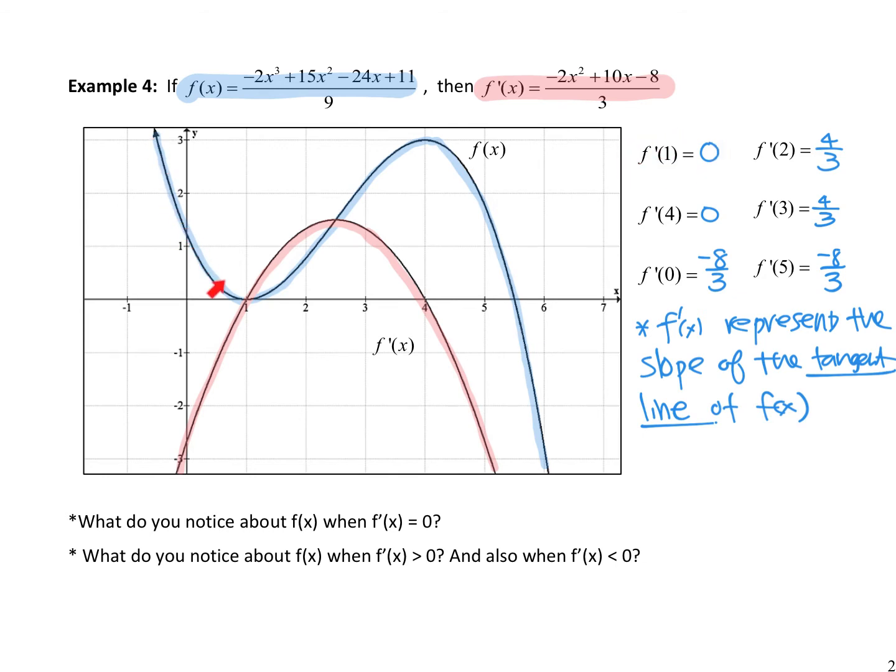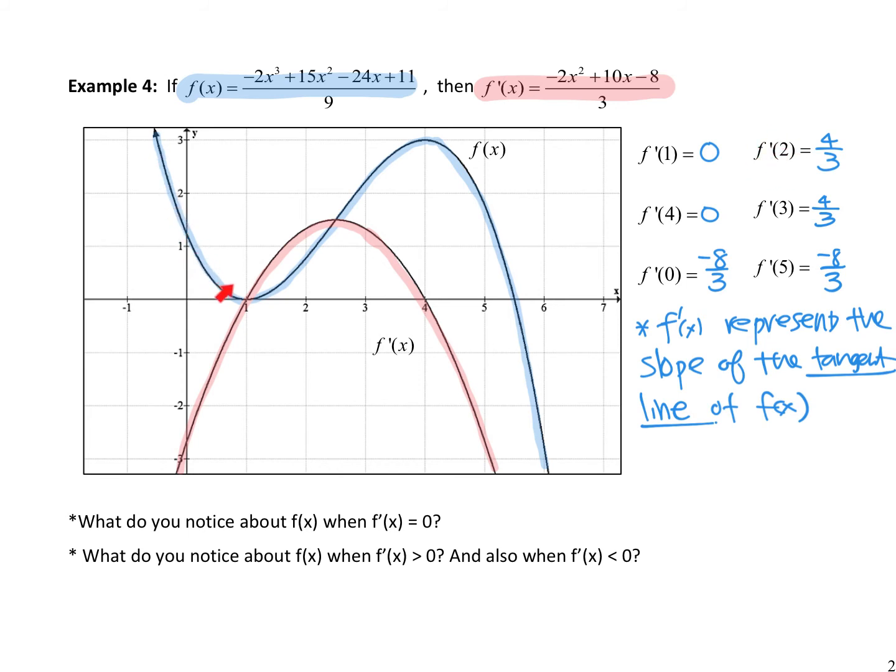So the original graph is the blue one. A tangent line is like the line that touches the graph once. Right? So at 1, the tangent line is just the horizontal line, where the graph meets this line right here. So the tangent line at x equals 1 is basically a horizontal line, which has 0 slope. That's why the graph of the red one is 0. It's kind of confusing.